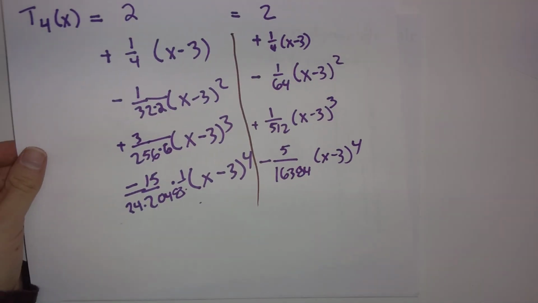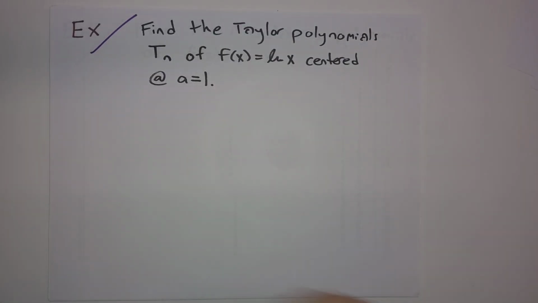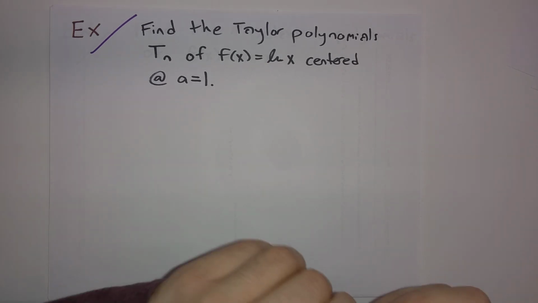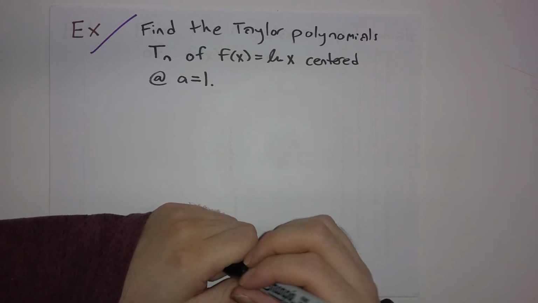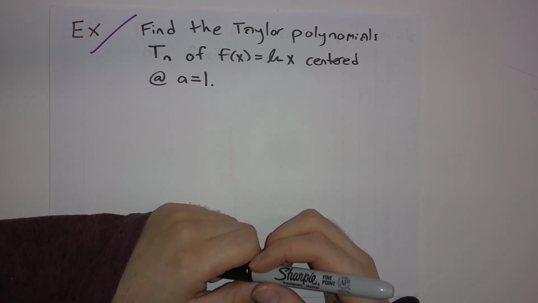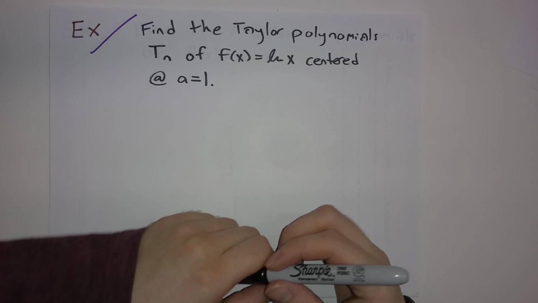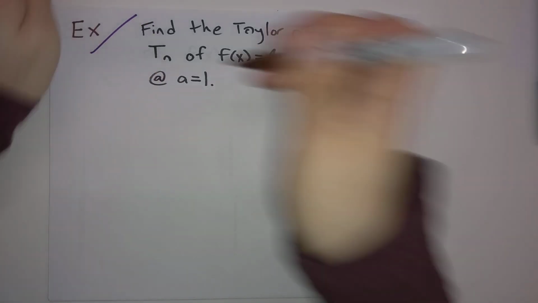So not something like this where we just have a single formula. It'd be nice to do things more generally. So that's what we're setting out to do here in this problem, and we're going to try to do some pattern spotting. So find the Taylor polynomials T sub n if f of x is equal to natural log of x centered at a equal to 1.